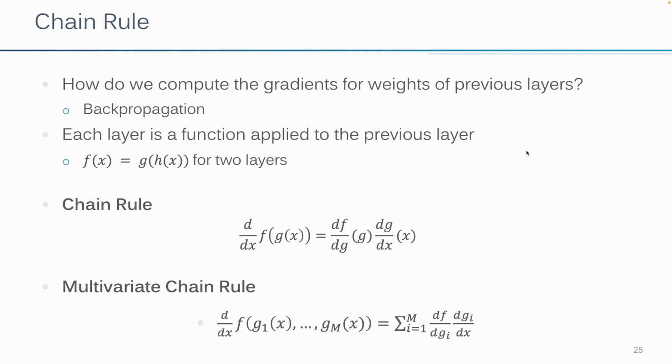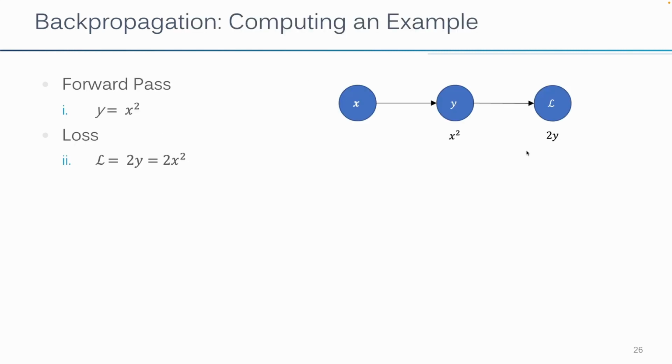So if we want to compute the gradients of each of them, it's df by dg of g times dg by dx of x, and that's the derivative of the chain function. And you can also do that in a multivariate way, and we'll see that in more detail in the next one. So let's take a very easy neural network. You have one input neuron, one hidden neuron, and one loss function. And the hidden neuron just computes the square of the input, and the loss function is just 2 times the hidden. So we can say a forward pass is how we compute the output y of the model.